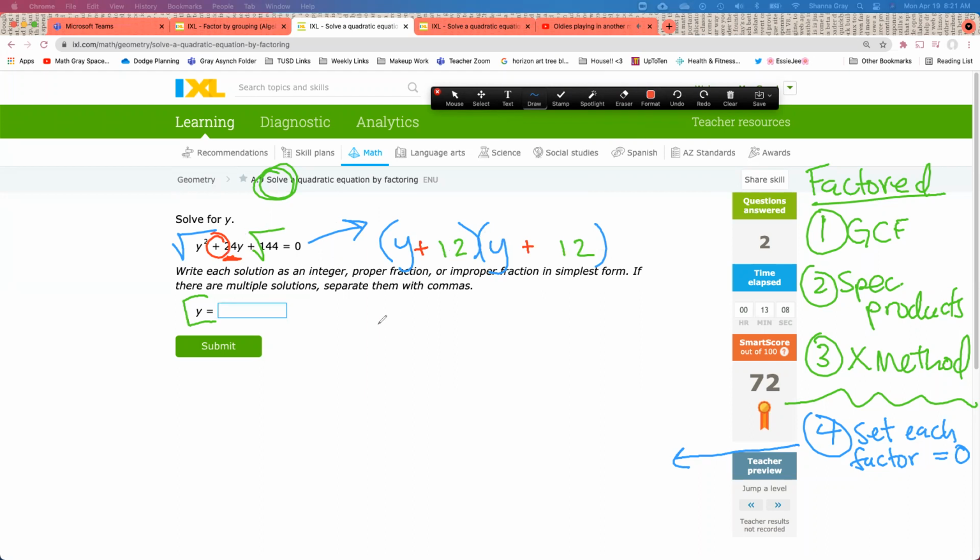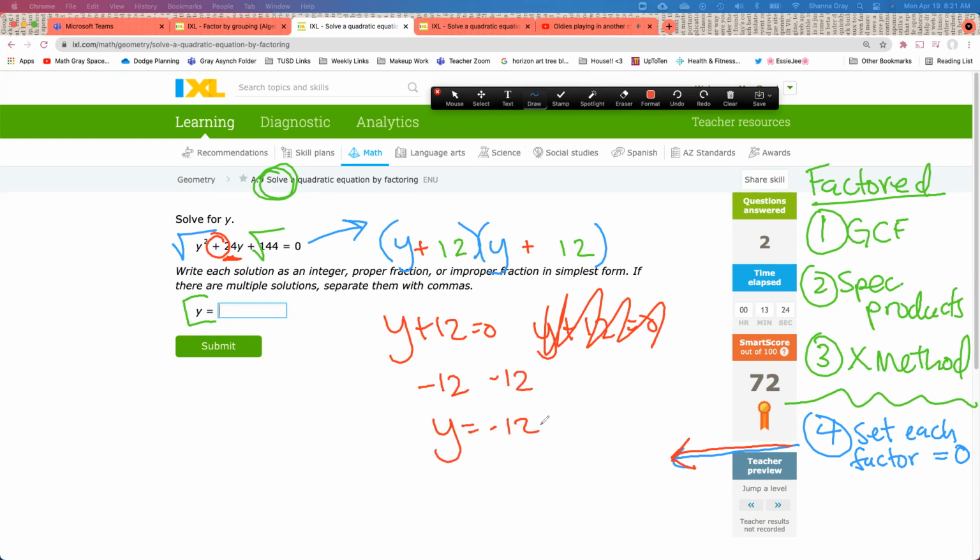So really my solutions, if I do this step here where I'm setting each one equal to 0, they're the same. I have y plus 12 and y plus 12 equals 0. And since these are the same, I only have to do it once. I don't have to solve it twice. It's going to be the same solution either way. So I end up with y equals negative 12. So this time I'm only listing it once.